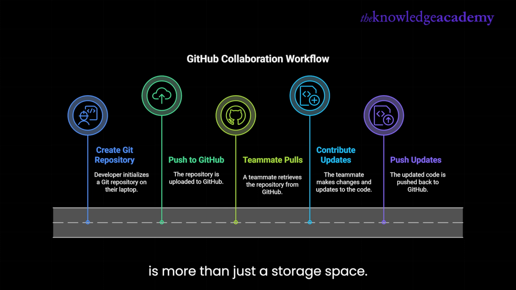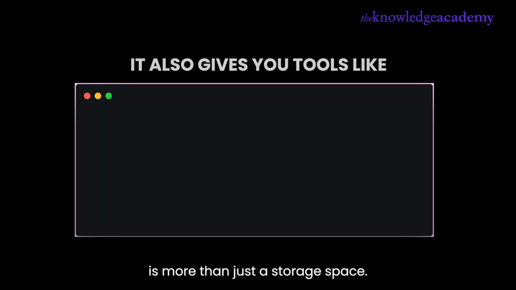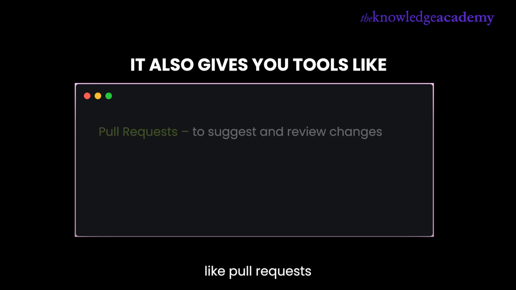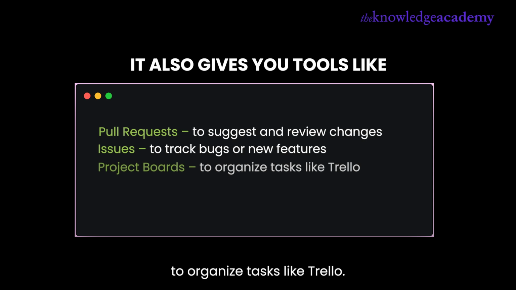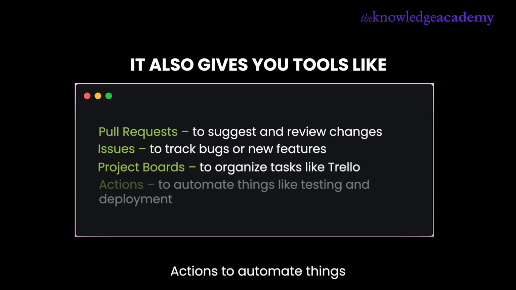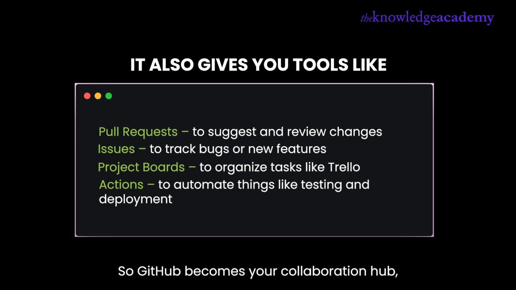But GitHub is more than just a storage space. It also gives you tools like pull requests to suggest and review changes, issues to track bugs or new features, project boards to organize tasks like Trello, and actions to automate things like testing and deployment. So GitHub becomes your collaboration hub, while Git remains your version control tool.